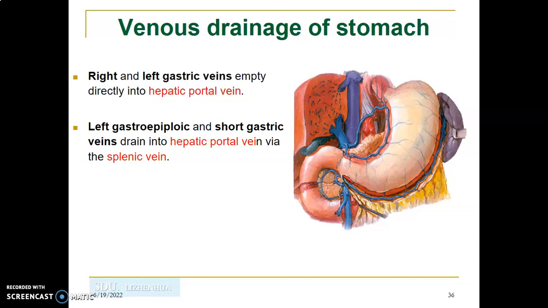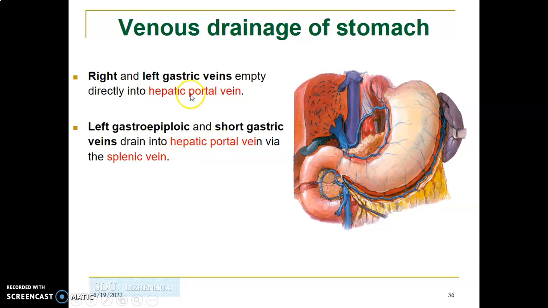What's the venous drainage of the stomach? So again, the veins will correspond with the arteries. The left gastric and right gastric veins on the lesser curvature will drain directly into the portal vein. Then you have the left gastroepiploic and right gastroepiploic that drain into the splenic vein. Remember, the portal vein is formed by the union of the splenic vein and superior mesenteric vein. So together they form the portal vein.